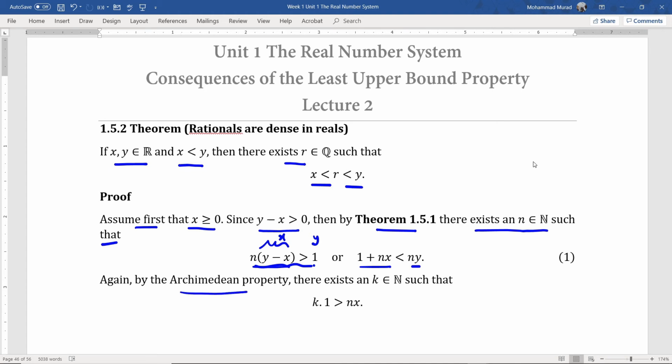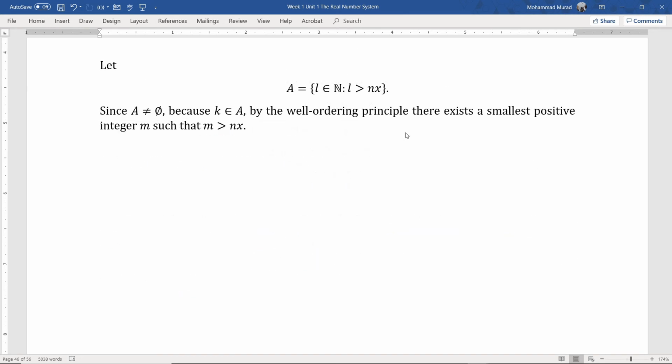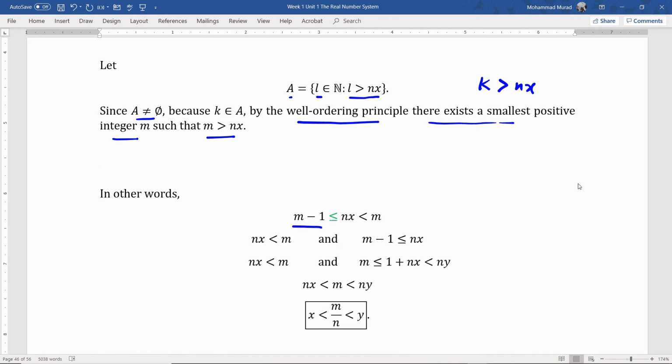Again, by the Archimedean property, there exists another natural number k such that k times 1 is larger than nx. Now we are assuming this quantity as y and this quantity as x. Let A be the set of all positive integers l such that l is larger than nx. A is non-empty because k is there. k is in A because k is a positive natural number such that k is larger than nx. So by the well-ordering principle, there exists a smallest positive integer m such that m is larger than nx. In other words, m minus 1 is smaller than or equal to nx, which is strictly smaller than m.